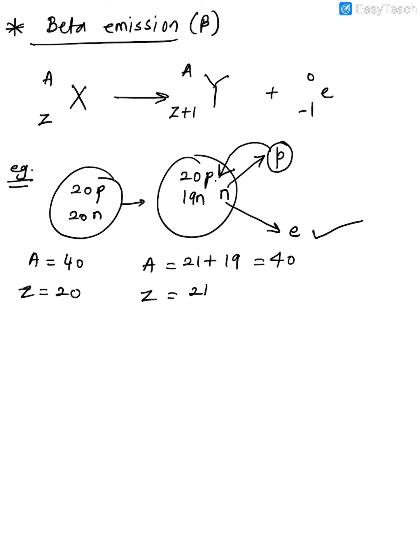Correct? What was the atomic mass earlier? 40. What was the new atomic mass? Still 40, but the number of neutrons and protons have changed. And if you see, the atomic number has also changed. It was 20 and now it is what? 21. Okay. So this is about the beta emission.